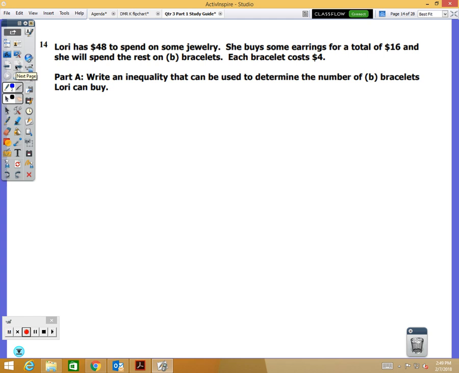14. Write an inequality. Some of you wrote equations. Write an inequality. If you write an equation, it's automatically wrong. Some of you wrote correct parts. It would have been right if it was an equation, but because you wrote it as an equation, that made it wrong. So it's $4 per bracelet.